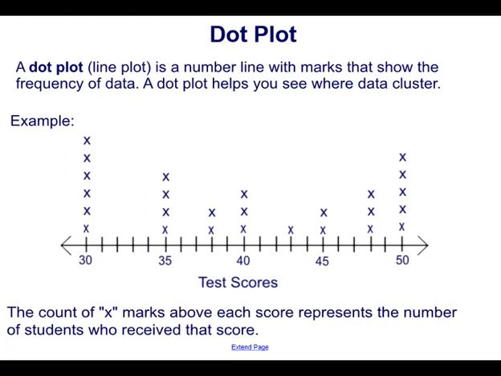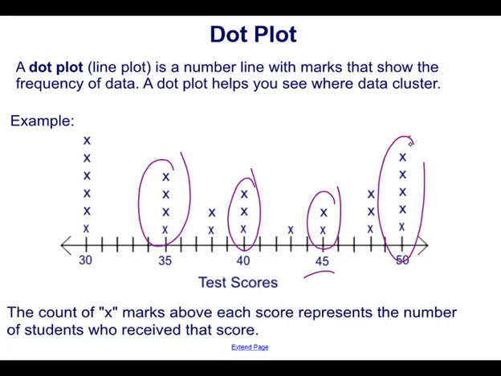So the count of X marks above each score represents the number of students who received that score. For example, let's look over here at 45. There are 2 X's above that score, so that represents that 2 students received a score of 45. Again, the count of X marks above each score represents the number of students who received that score. It looks like 3 scored 40, 4 scored 35, 5 scored 50, so we can take a look and see that the data is clustering kind of between 35 and 45.